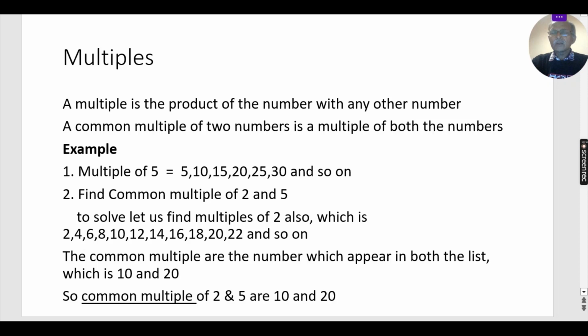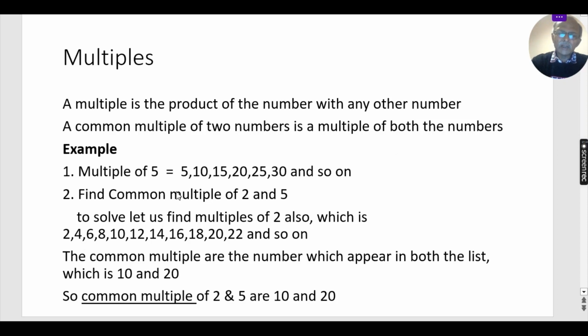That means the common multiple of any two given numbers. For example, I have taken 2 and 5. Let me first explain the multiples of 5 and 2. Multiples of 5 will be 5 into 1 is 5, 5 into 2 is 10, 5 into 3 is 15, 5 into 4 is 20, 5 into 5 is 25 and so on. We can continue as long as we want.